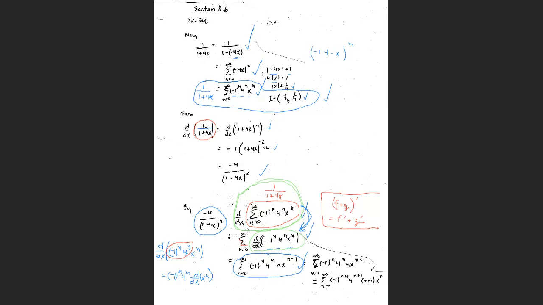Well, the derivative of x to the nth, so like in this power series, negative 1 to the nth, okay, that makes sense. 4 to the nth, that makes sense. And then the derivative of x to the nth power would be n times x to the n minus 1. Right? That's what the derivative of x to the nth power is by the power rule.